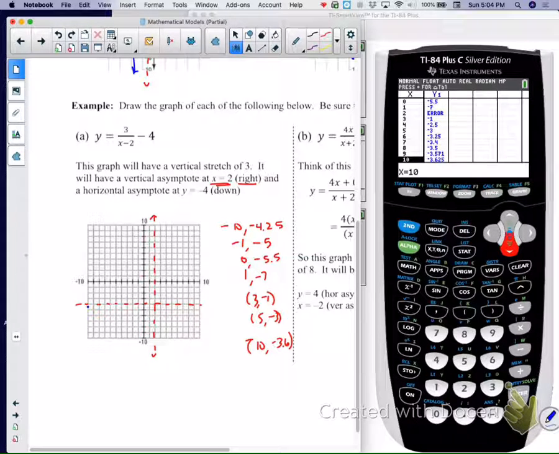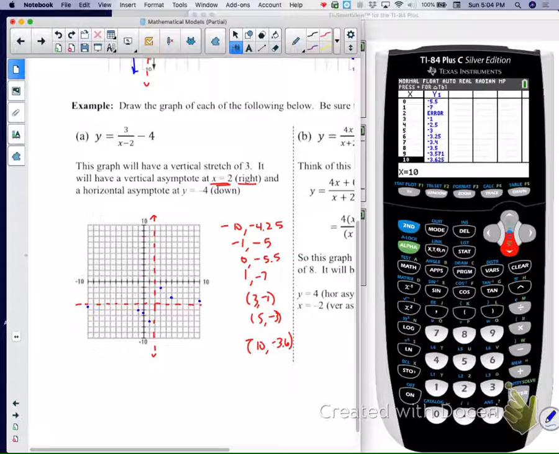So maybe something like that. We've got -1, -5, 0, 4, 5.5, 1, 4, 5, 6, 7. And then we're going to jump on the other side there. We have 1, 2, 3, -1, 1, 2, 3, 4, 5, 1, 2, 3, and then 10 is about something like that.